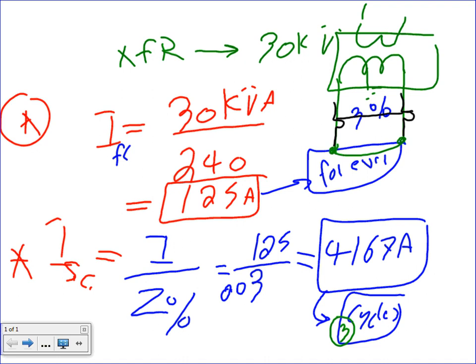So if I have 4160 and I rate my circuit breaker at 10K, it can handle this. 4167. And that's why your transformer doesn't burn, and that's why your circuit breaker will open, because it is rated for this amount of current.